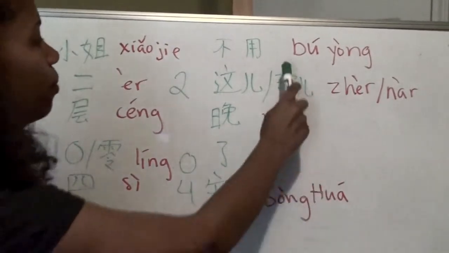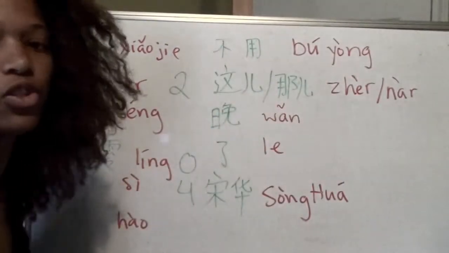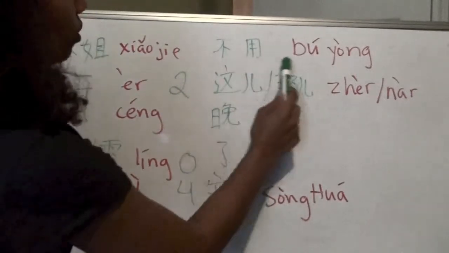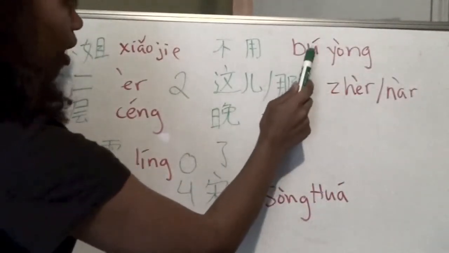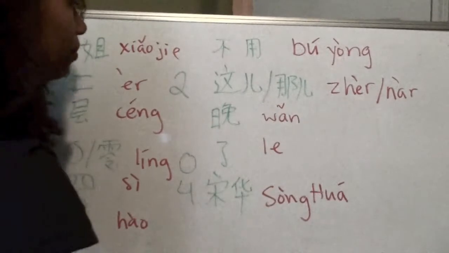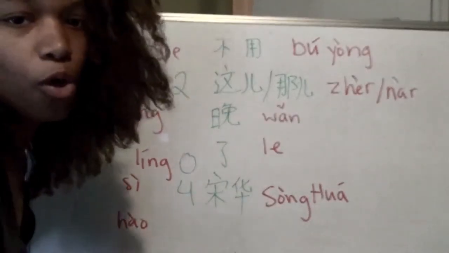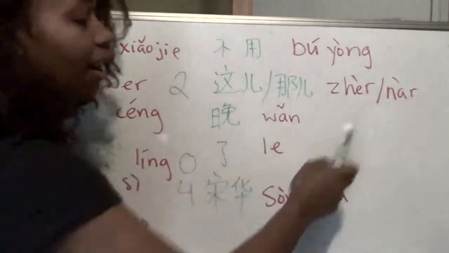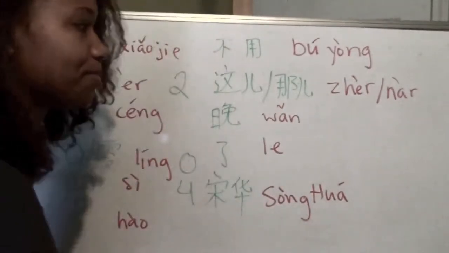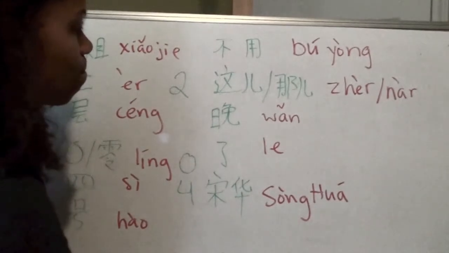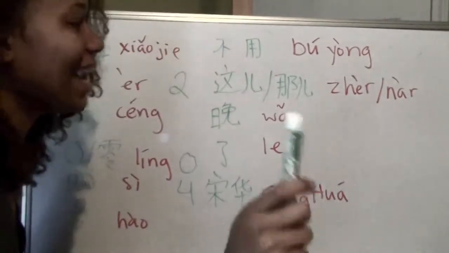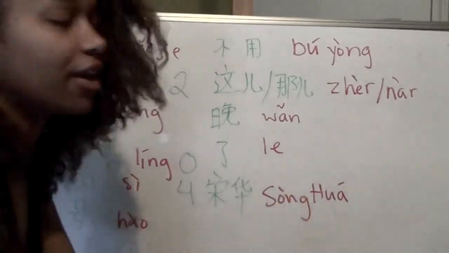204. Okay? 不用. 用 means to use, right? 不. Not. If you put two fourth tones next to each other with 不, you get 不 second tone. 不用. Okay, 这儿. Here. 我们在这儿. We are here. 那儿. There. 他们在这儿. Oh, sorry. 他们在那儿. They are there. Also, you can also say 这里. 我们在这里. 他们在那里. Okay, so we are here, they are there.